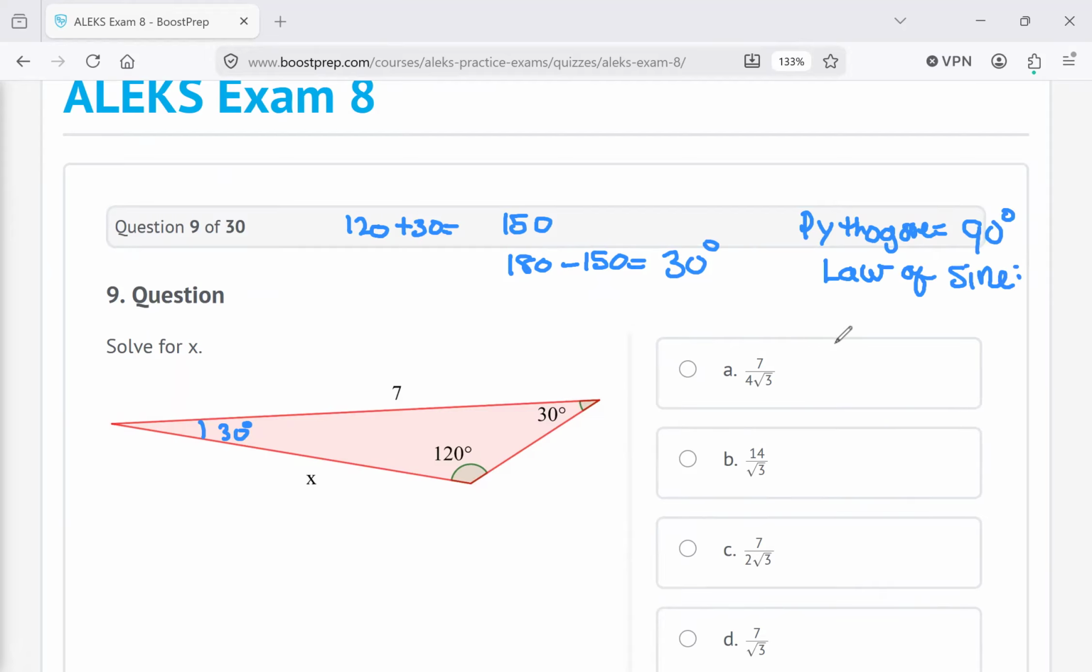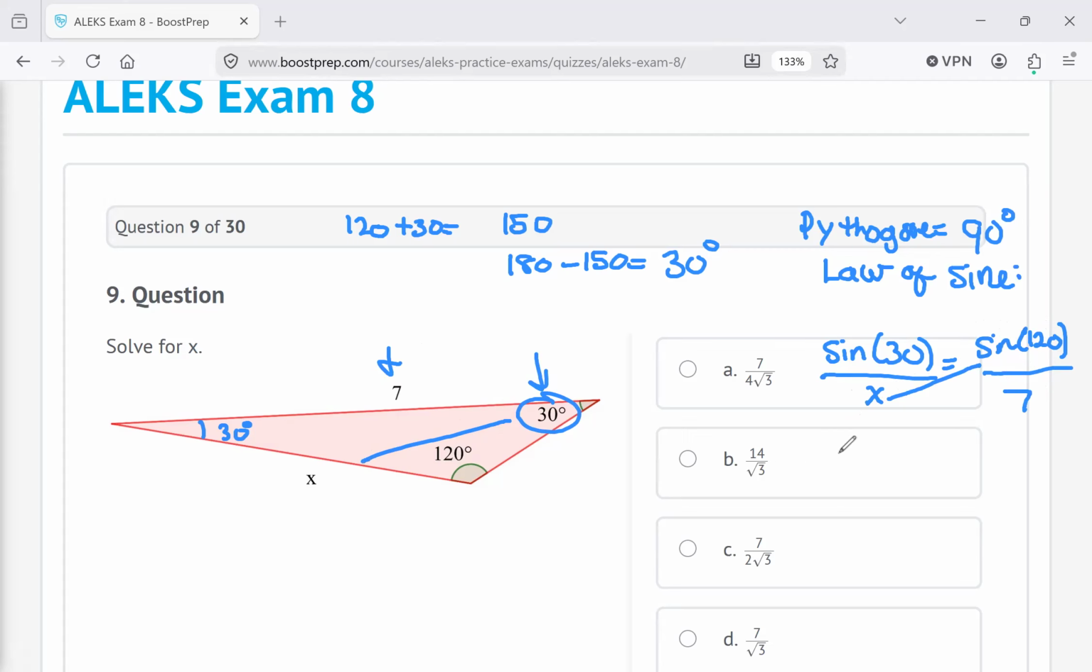So how do you do it? For example, sine of this angle, 30, has a side length of x, equals sine of 120, and 120 is facing 7. That's how I set it up: the angle over the side length. Now I have to have only one unknown, so that's why I found this angle. So go ahead and cross multiply and see what happens.